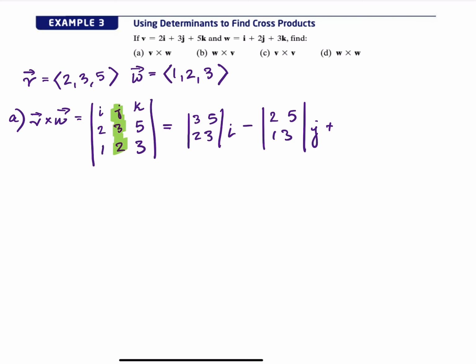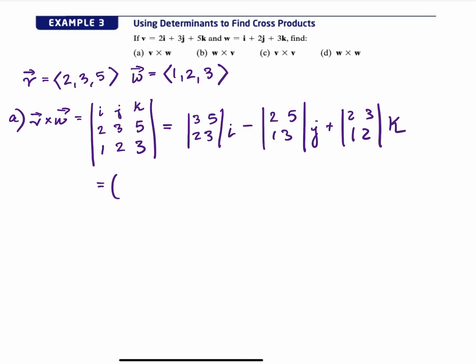Then plus, if we cover up the third column, we'll have 2, 3, 1, 2, attached to K. So let's actually evaluate these determinants. So for each of these, we're multiplying this downward diagonal and then we're subtracting the upward diagonal multiplied.